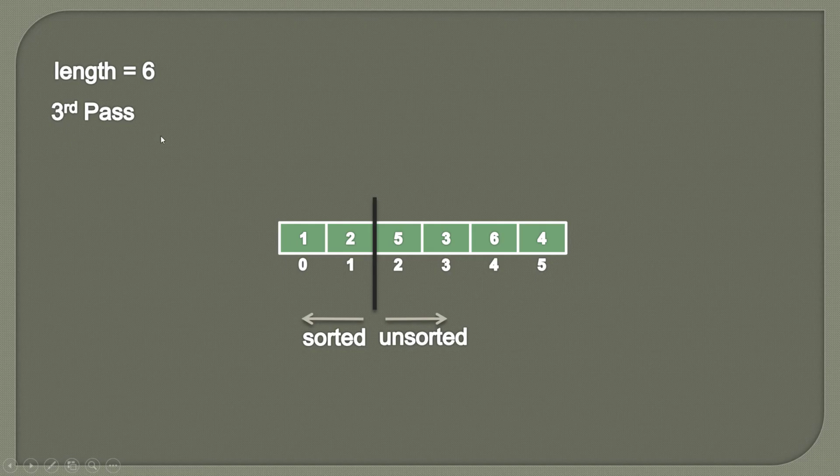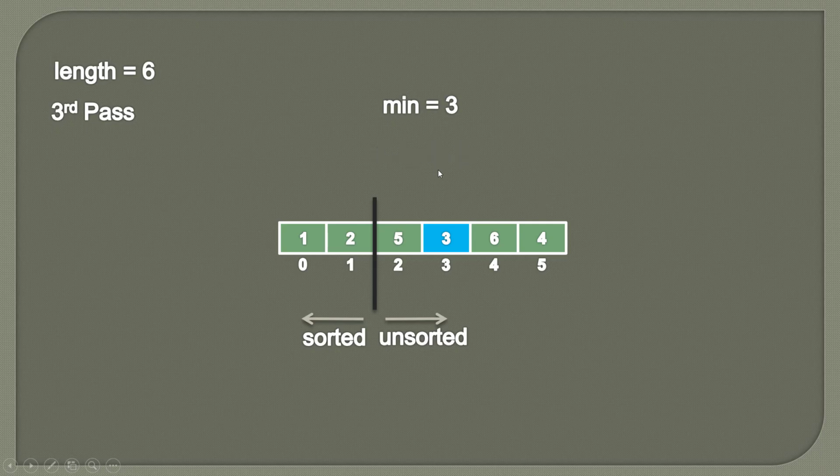So we'll go with the third pass now. We assume 5 is the minimum element and we compare it with the rest of the elements. We check whether 3 is less than 5. So yes, 3 is less than 5. So therefore 3 will become our new minimum. We compare whether 6 is less than 3. So it is not. So we move ahead. We check whether 4 is less than 3. So 4 is not less than 3.